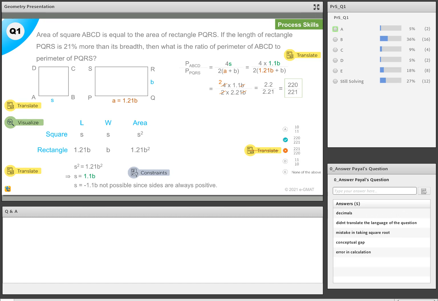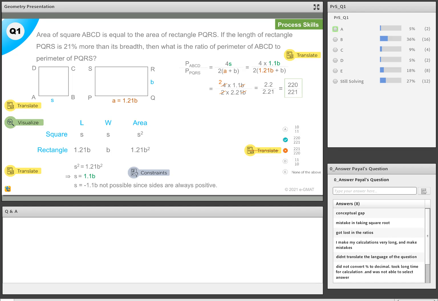Okay, didn't translate the language of the question. I'm going to ask you again, what specific language did you not translate? Mistake in taking a square root. Okay, good, very nice. So for you, the corrective action is going through the calculations module in the Quant Basics course. Conceptual gap. Again, tell me which conceptual gap. Didn't convert percent to decimal, took a long time for calculation and was not able to select the answer. Very good. Very, very precise causal analysis over here.